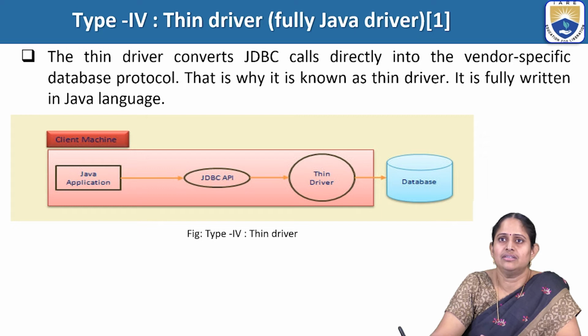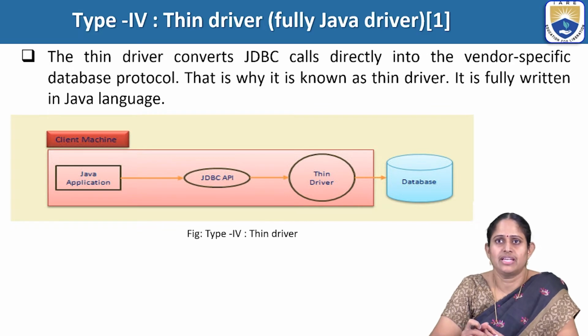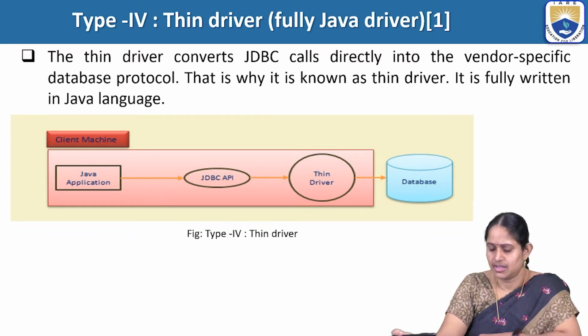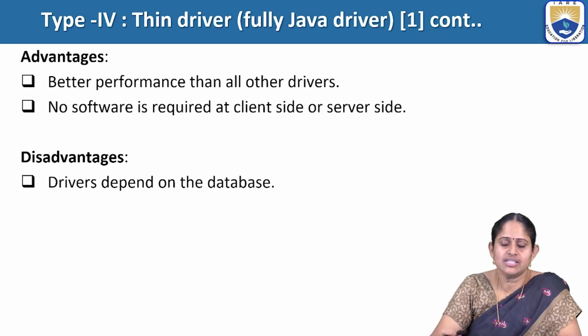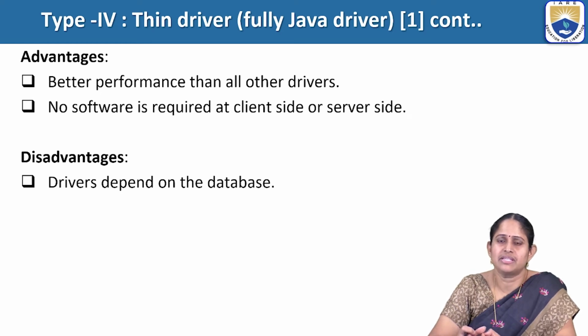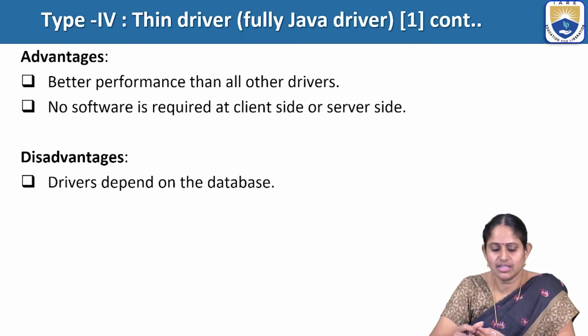Next, we have the thin driver, or the type 4 driver, which is in use nowadays. The thin driver converts the JDBC calls directly into the vendor specific database protocol. This is why it is called a thin driver, and it is completely written in the Java language. The advantages are better performance than all other drivers and no extra software required at the client side or server side. The disadvantage is that the driver depends on the database.